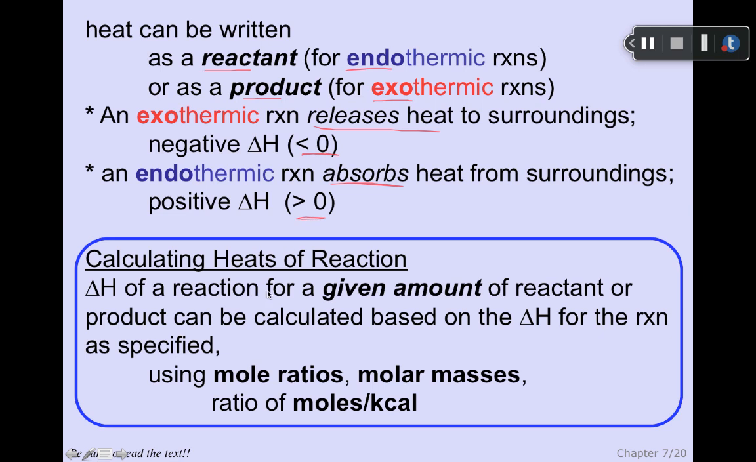When we're calculating heats of reaction, the delta H, the enthalpy change of a reaction for a given amount of reactant or product, is going to be calculated based on the delta H for a reaction as specified. We will again use mole ratios, sometimes molar masses, and moles per kilocalorie or kilocalories per mole to calculate heats for reactions.